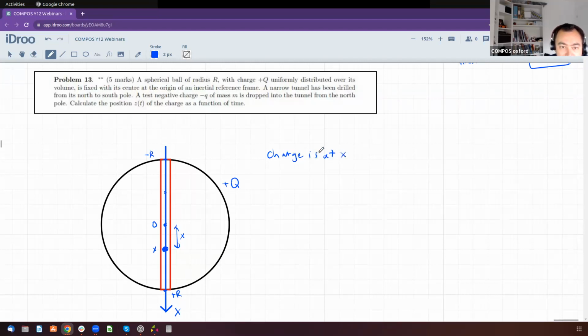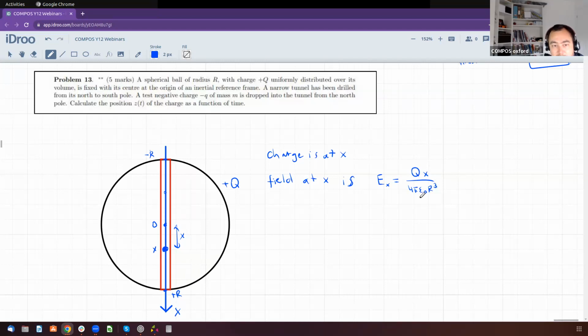At x. Now it's a negative charge, so the field at x, and we already established that the field at x is going to be downwards because it's a positive charge. The field E at x is q x divided by 4 pi epsilon naught r cubed.